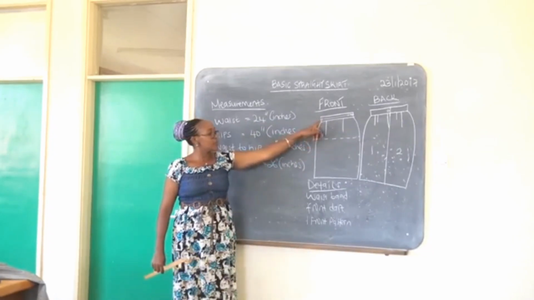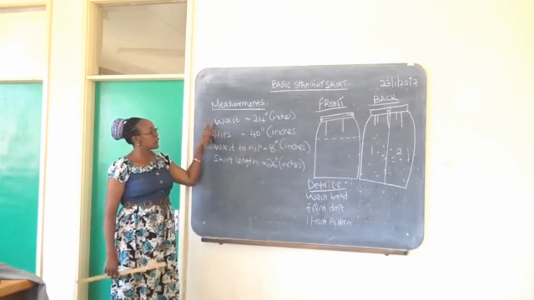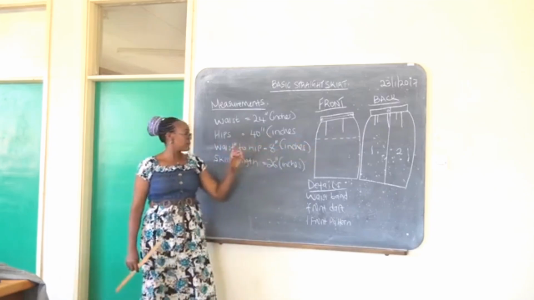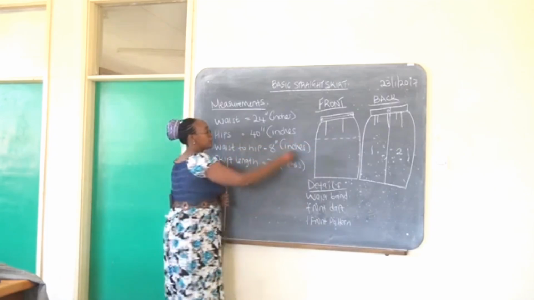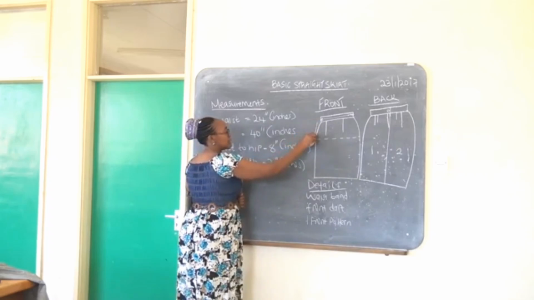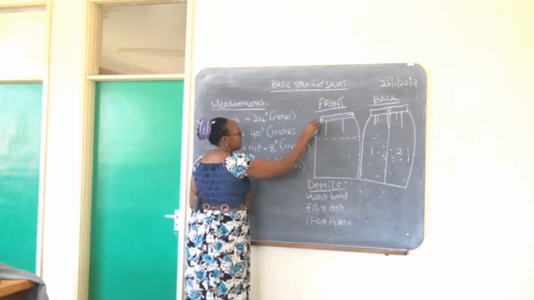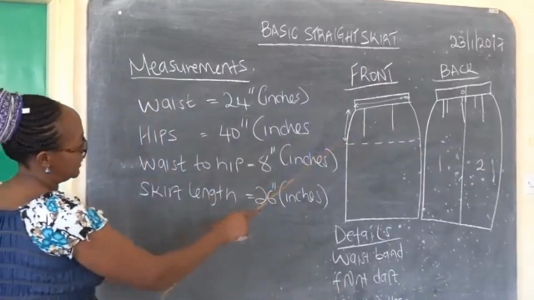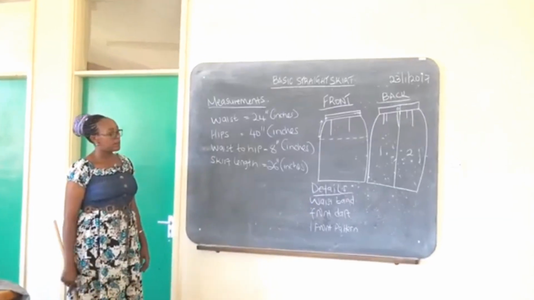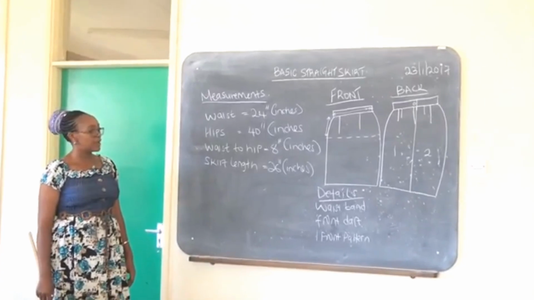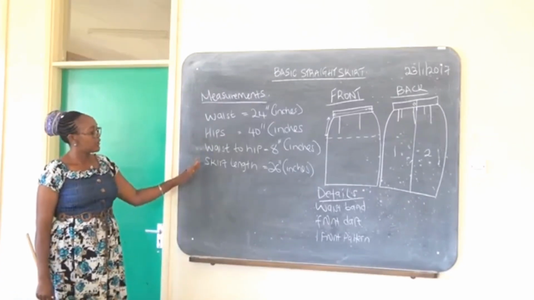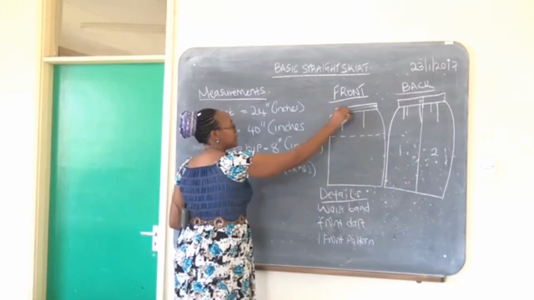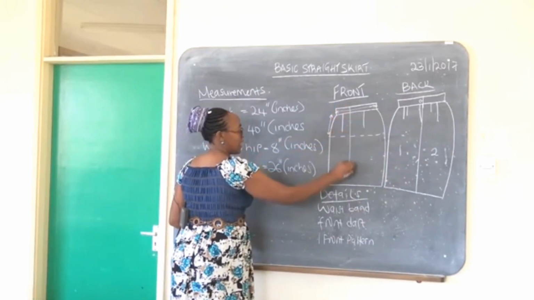So we are saying the waist is 24 inches. Then the hips are 40 inches, and we've got waist to hip. Waist to hip is this distance from the waist to the fullest part in the lower part of a female figure. Then we've got the skirt length. Skirt length is the measurement from the waistline down.